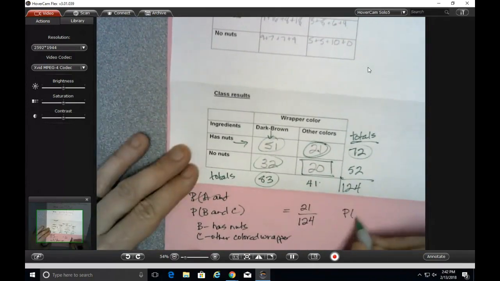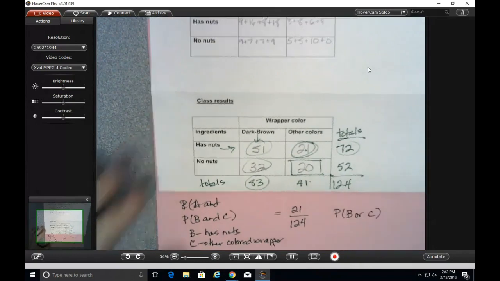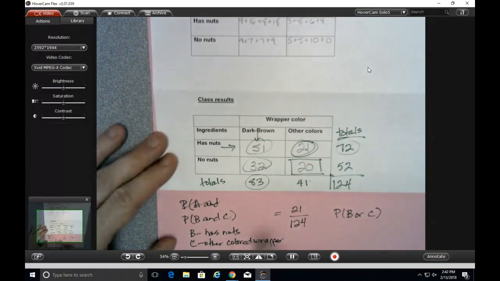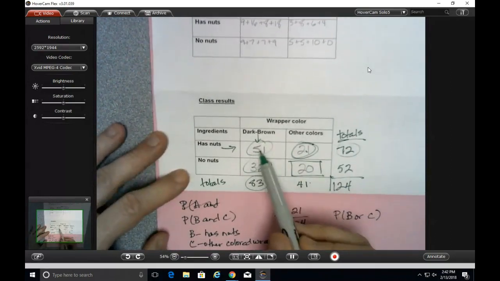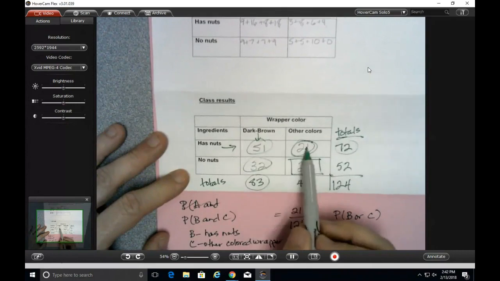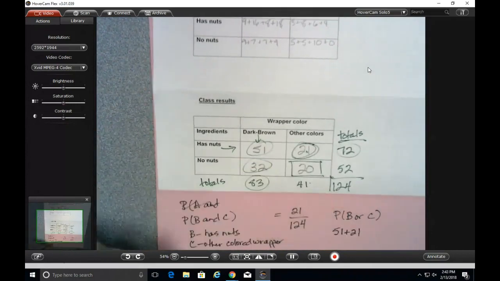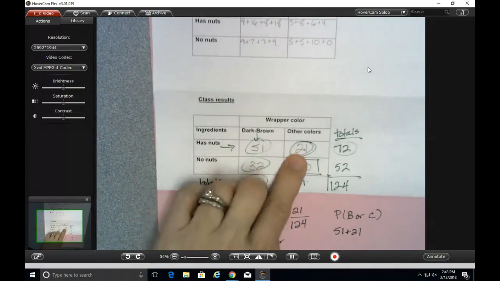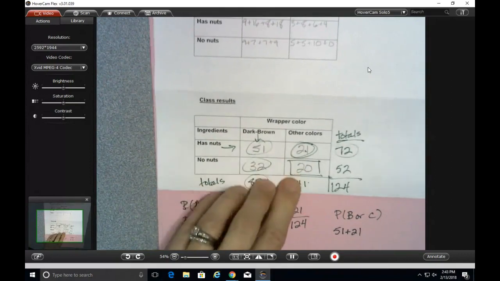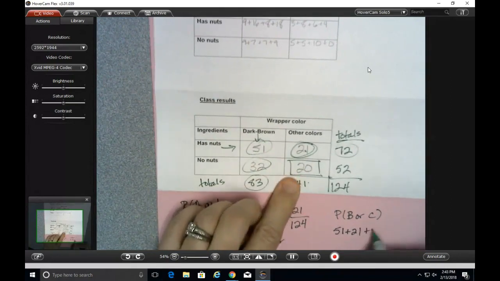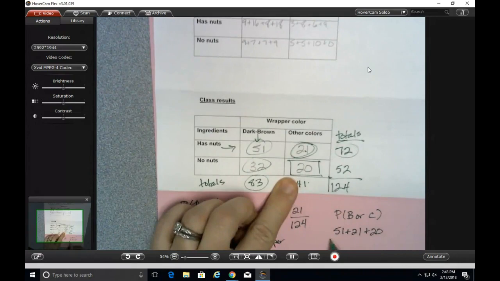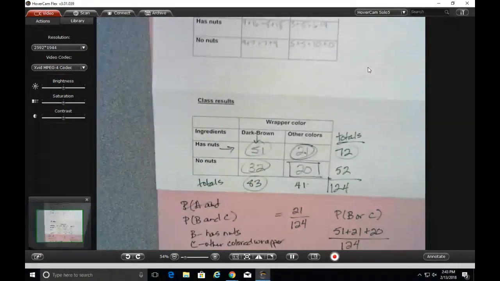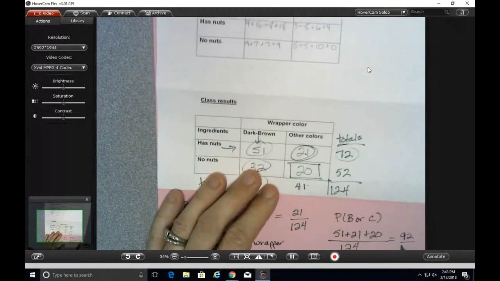If we wanted to do probability of B or C, that's where we could either do that addition rule, or we could just count up the cells in the table that would count for these. So if we did it that way, the ones that do have nuts would be the 51 and the 21. And then we also want the ones with the other colored wrappers. We already counted the 21. The other one in that column is the 20. We could just take those 3 cells and add them up and then divide by 124. That's going to be 92 over 124.